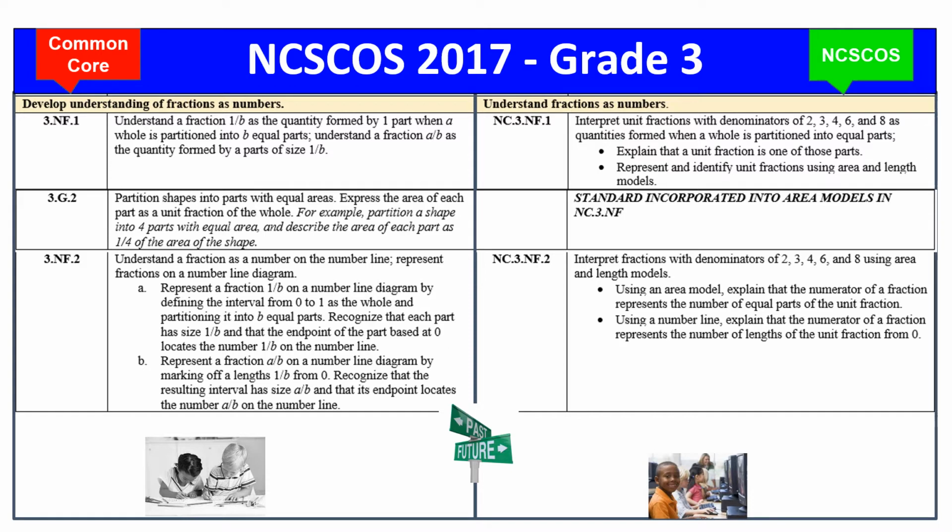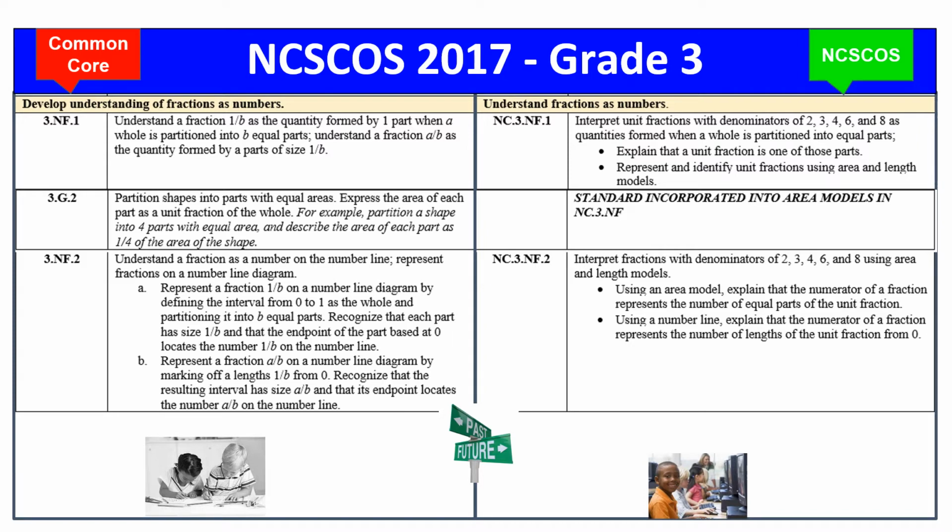Several changes have been made to 3NF standards. Previously, 3NF1 focused on area models and recording fractions in standard form, and 3NF2 focused on representing fractions on a number line. Previously, 3G2 focused on partitioning shapes into equal areas. While the general expectations in these standards have not changed, the content has been moved around and focused differently.